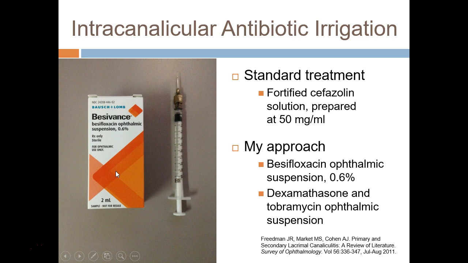This is an off-label application. Please, nobody get mad at me. The standard treatment, according to the peer-reviewed journals, according to these guys right here, the standard treatment for primary canaliculitis, if you want to do an antibiotic irrigation as part of your treatment options, which is highly recommended, then you would use fortified cefazolin solution prepared at 50 milligrams per milliliter. Okay, you could do that if you want to.